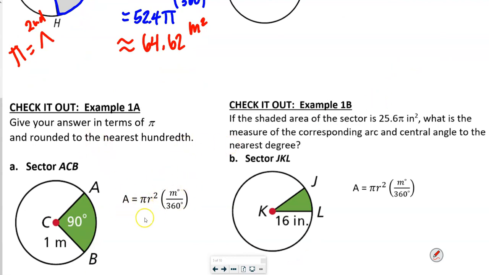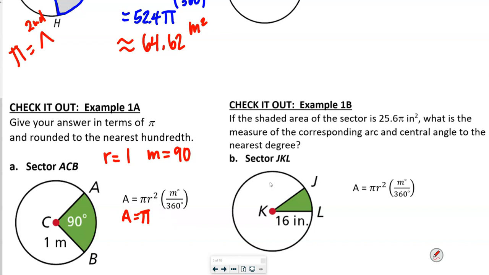This is, again, the formula you're going to use. So what is our radius? Our radius is equal to 1. What is our m? That's going to be 90, right? Okay, so we're going to use this formula. So our area is going to be equal to pi times radius, which is 1, right?